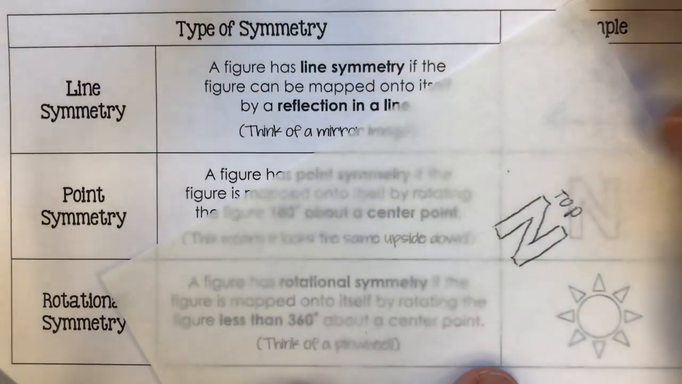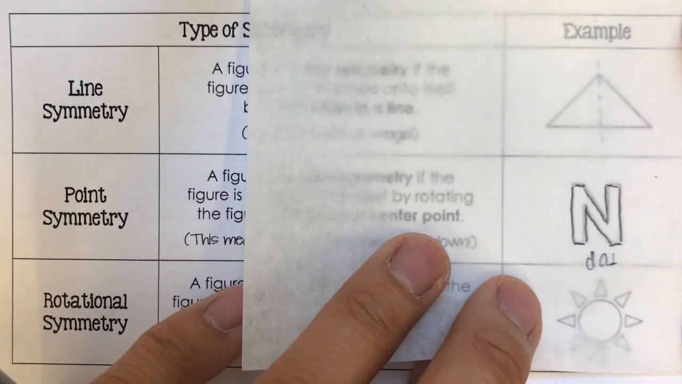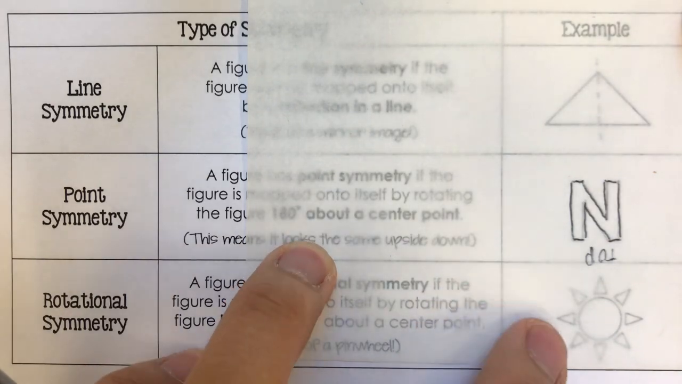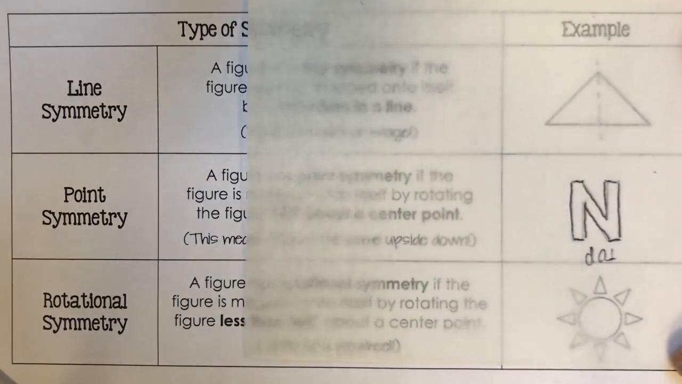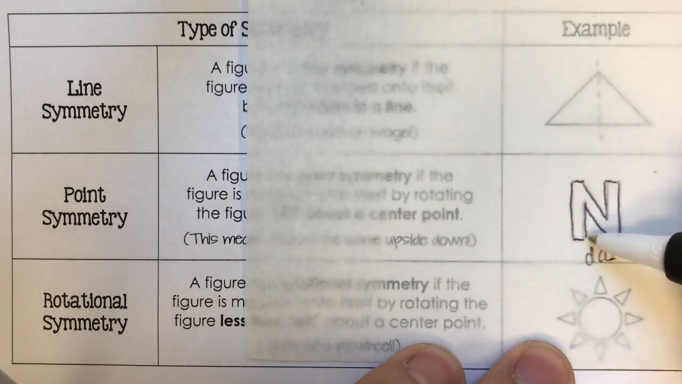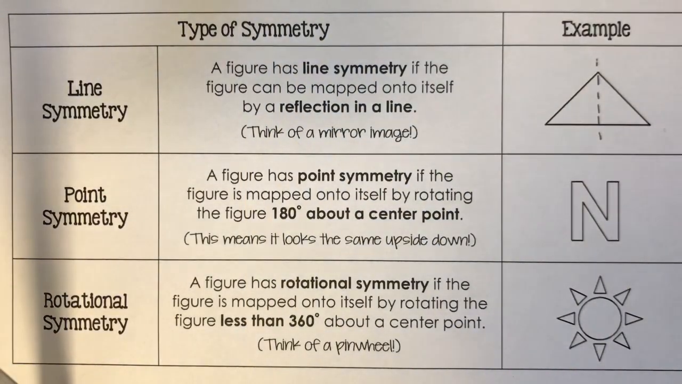But when I rotate it 180 degrees, notice that it maps onto itself. It looks exactly the same, and so it has what we call point symmetry, because the point here, when I rotate 180 degrees, maps onto the point there, which gives it that same look.